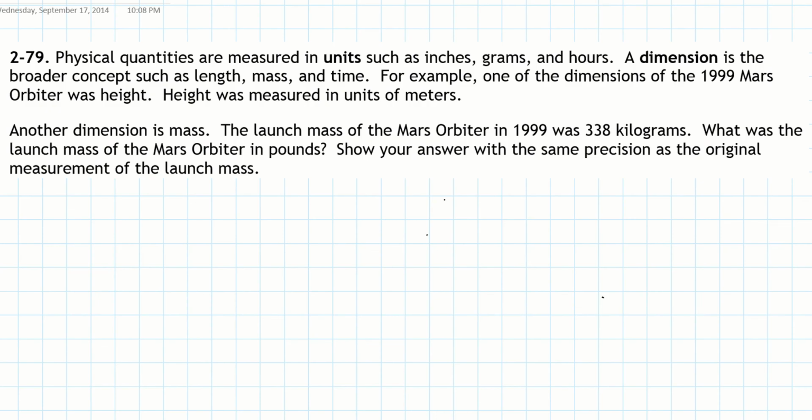Okay, this is a subtle but important idea. Physical quantities are measured in things we call units. So units are things like inches, grams, hours, right? Those are all units that we can associate with a particular measurement. A dimension is a broader concept. So think dimensions kind of above these. And dimension has concepts such as length, mass, and time.